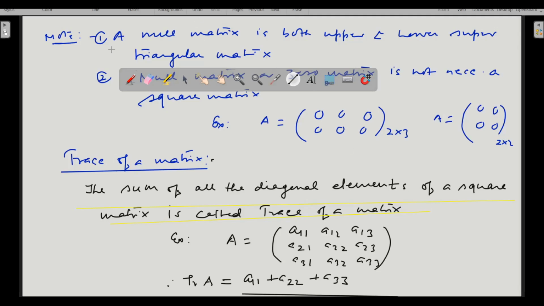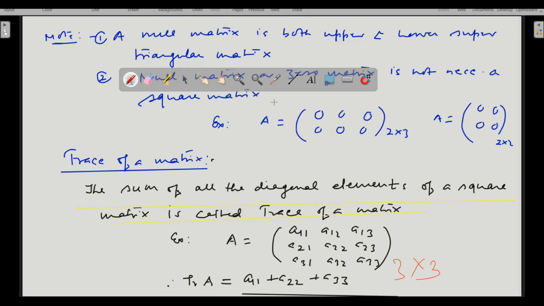Now, what is the diagonal element? For example, we have a matrix like this. Matrix A is equal to something like this. This is the first row, first column, so A11; first row, second column, so A12; first row, third column, so A13; second row, first column, so A21; second row, second column, so A22; second row, third column, so A23; third row, first column, so A31; third row, second column, so A32; third row, third column, so A33. This is a square matrix, and it is a 3 cross 3 type of square matrix.